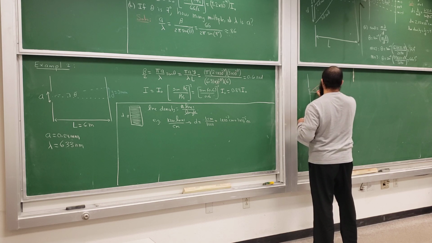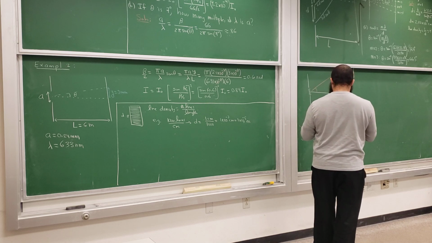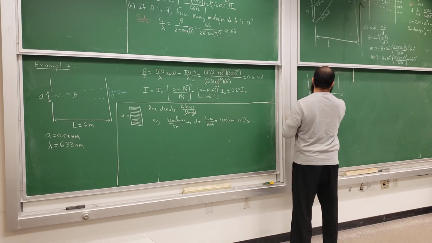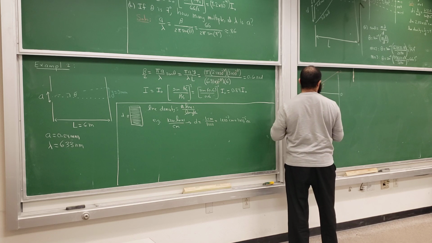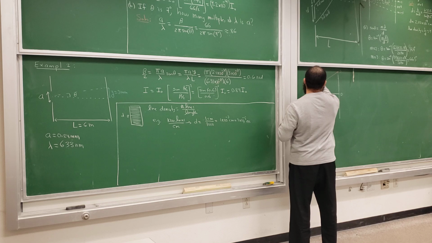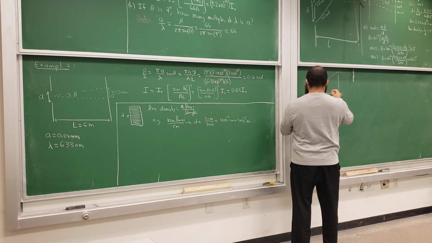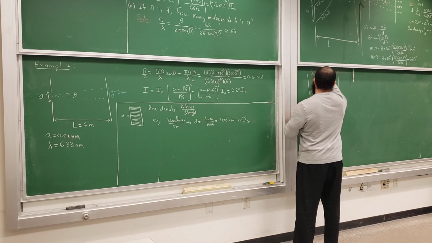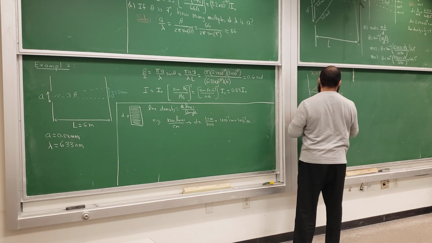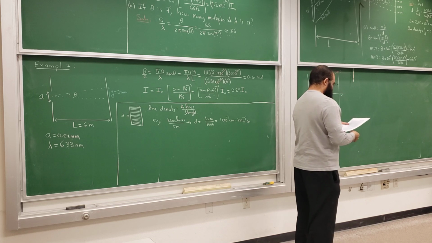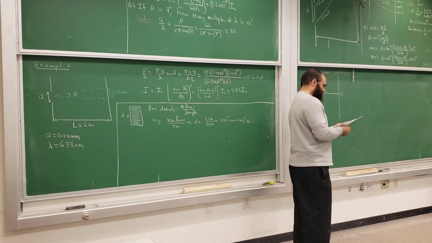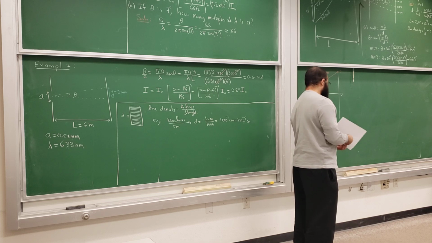And they tell me that the angle is 65 degrees. Theta red is equal to 65 degrees. And we're told lambda red is 700 nanometers. It says here, at what angle will the second order bright spot be for violet light?